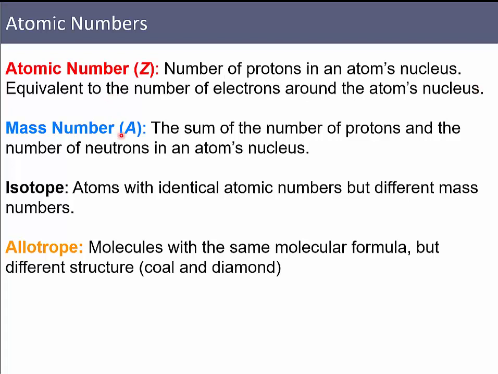Your mass number, A, is the sum of the number of protons and the number of neutrons in an atom's nucleus. Those electrons, because they're so light compared to the protons and neutrons, we don't even consider them. We have what's called an isotope. Isotopes are atoms with identical atomic numbers but different mass numbers. For example, carbon-12 and carbon-14. Carbon-12 has 6 protons and 6 neutrons. Carbon-14 has 6 protons and 8 neutrons.